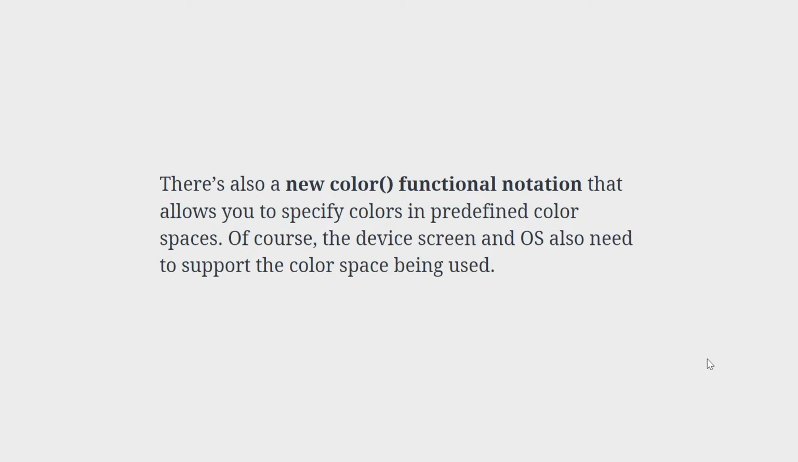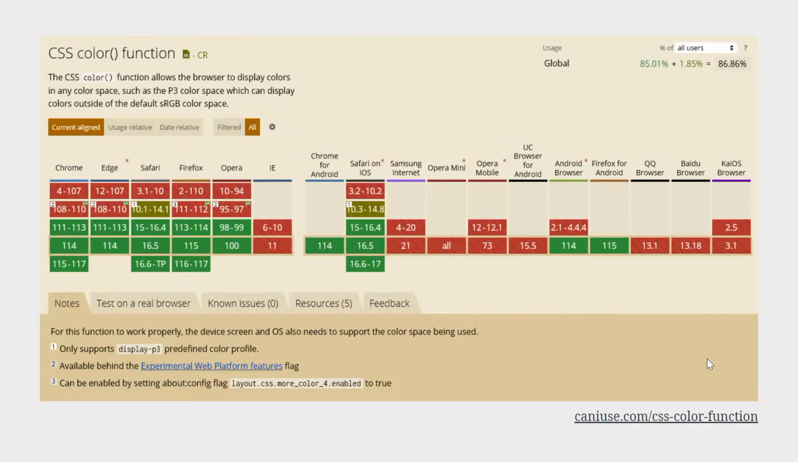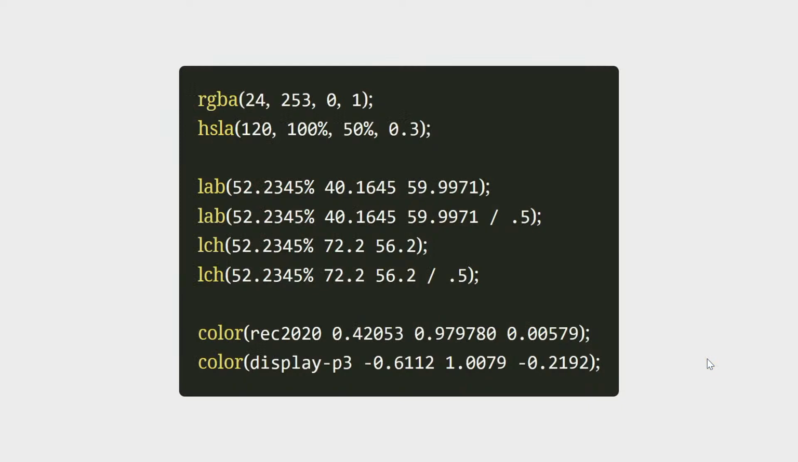There's also a new color functional notation. It works like this. You say color, and then you pick a color space. This color space must be supported by the operating system and the device, of course. Within that color space, you usually pick 3 variables, and then that color will be displayed. The color function is also supported in all browsers.